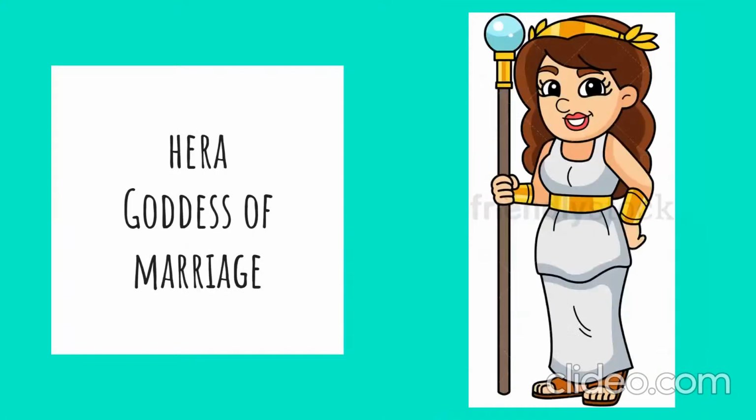Next, we have Hera. She's the goddess of marriage. She's the queen of all the gods and goddesses, and she is the wife of Zeus. Hera likes to create trouble all the time.